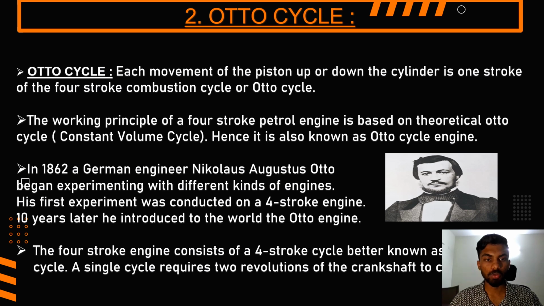In 1862, a German engineer named Nicolaus Augustus Otto began experimenting with different kinds of engines. His first experiment was conducted on a 4-stroke engine. 10 years later, he introduced to the world the Otto engine or 4-stroke engine. The 4-stroke engine consists of a 4-stroke cycle, better known as the Otto cycle. A single cycle requires 2 revolutions of the crankshaft to complete its process.